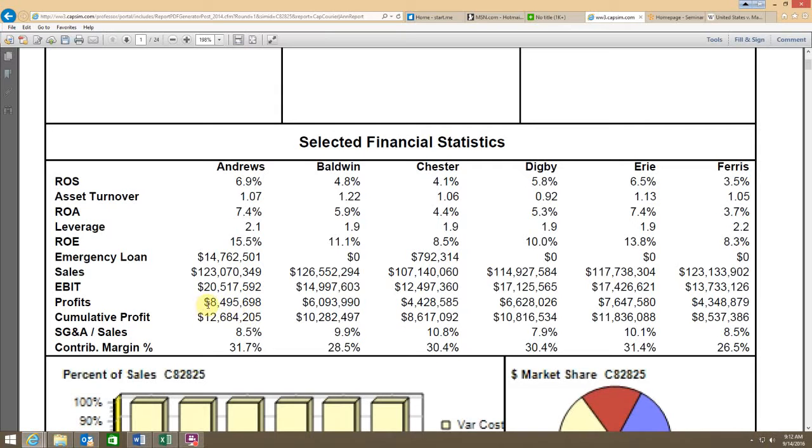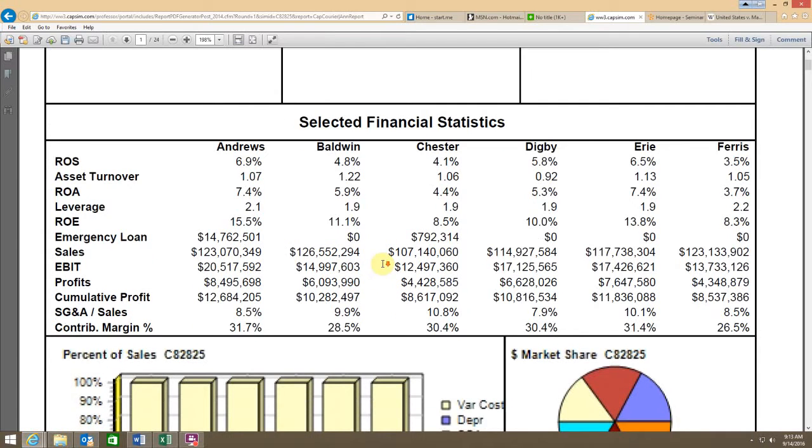But then profits, we look at that and we see that Andrews had the highest profits, followed by Erie. Baldwin, a little less. Baldwin had the highest sales, interestingly, but not the highest profits. And there are reasons why. In fact, one of your assignment questions is going to relate to that. What I've asked in the question is, just looking at this particular statement, why would you say Team Andrews had higher profits than Team Baldwin, even though Baldwin had higher sales?